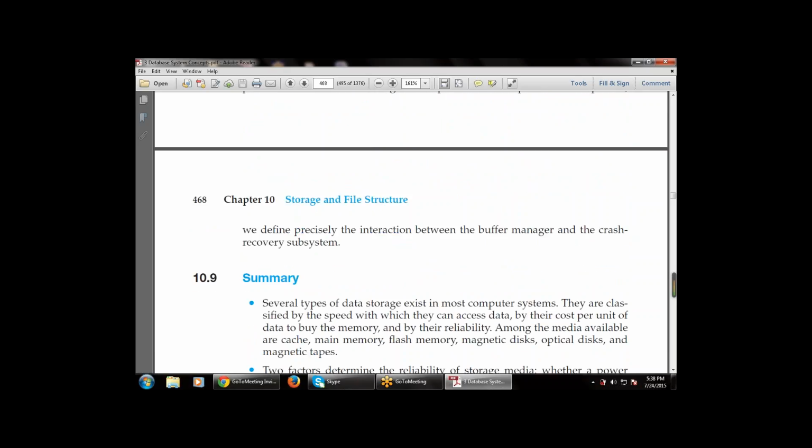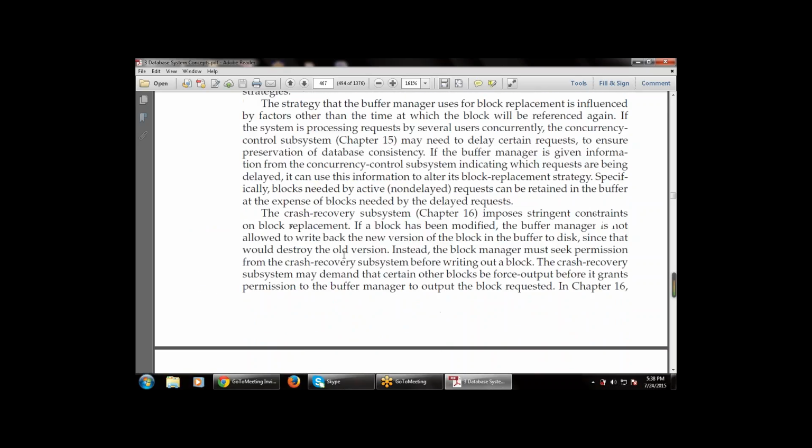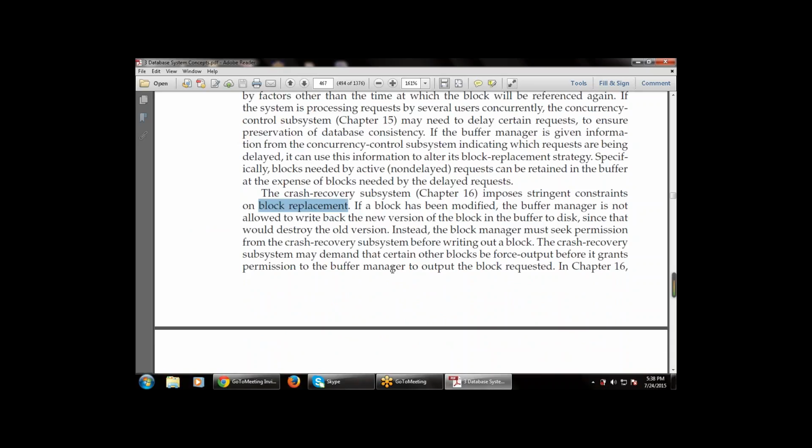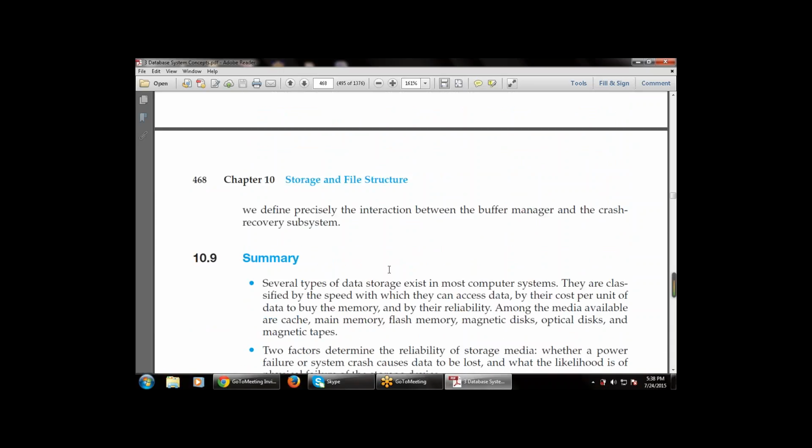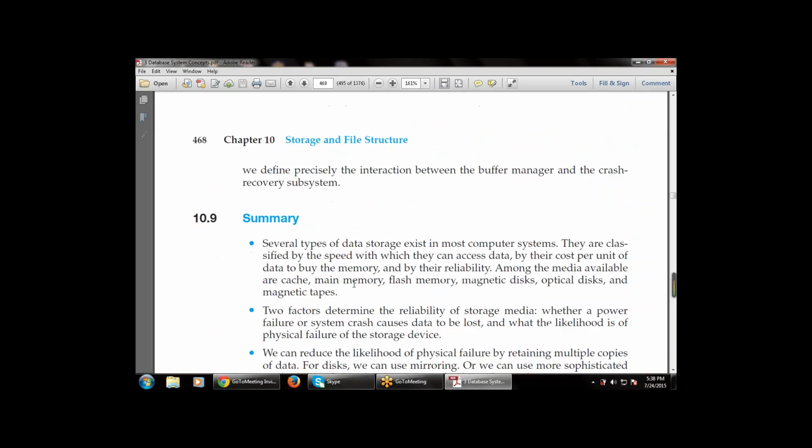Now this is the winding up of the chapter, and the crash recovery system, that is chapter number 16, provides the various constraints on the disk replacement. So we are finished with this chapter also, that is the storage and file structures. Next is the summary of this chapter.